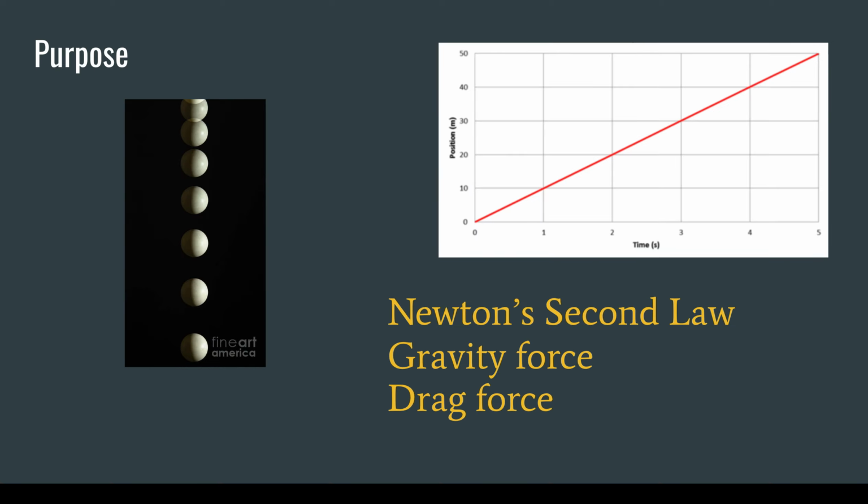So the purpose of this lab was to drop a ball from rest and have it go down in a straight line, and then use the tracker software to analyze the video and find the position versus time of the moving object, and then using Newton's second law to create two models that predict the position versus time. One would have just gravity force and one would have gravity and drag force incorporated.